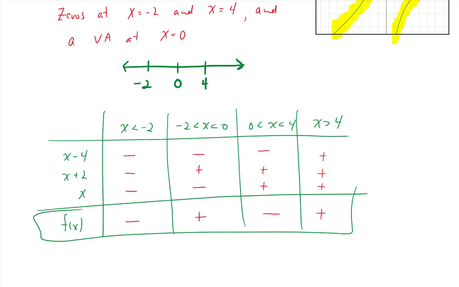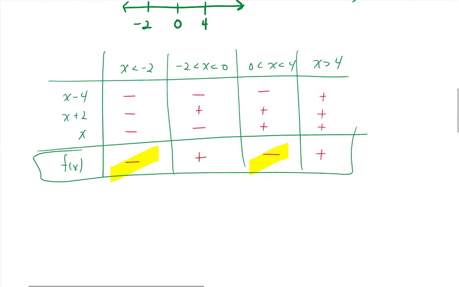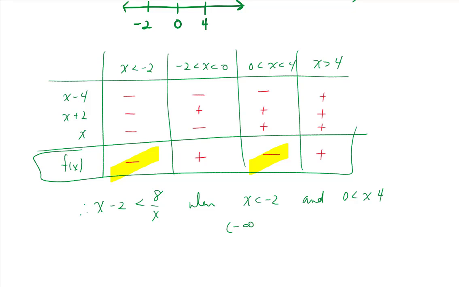So again, we're looking for where the function is negative, and we see it's for x less than negative 2 and x from 0 to 4, which matches our graph given here. So therefore, x minus 2 is less than 8 over x when x is less than negative 2 and when x is from 0 to 4. If we want to write that in interval notation, that would be from negative infinity to negative 2 and from 0 to 4.